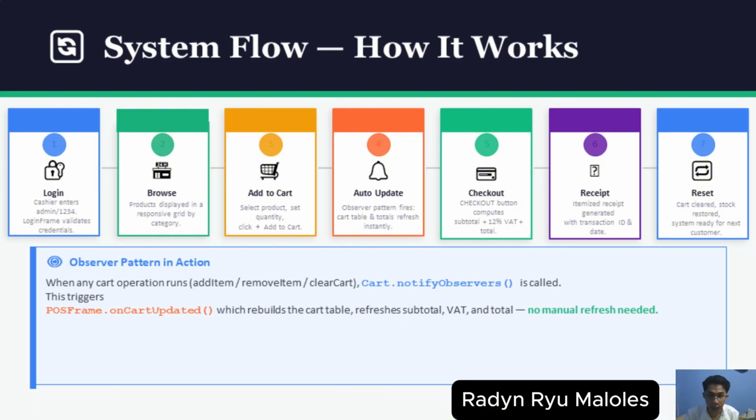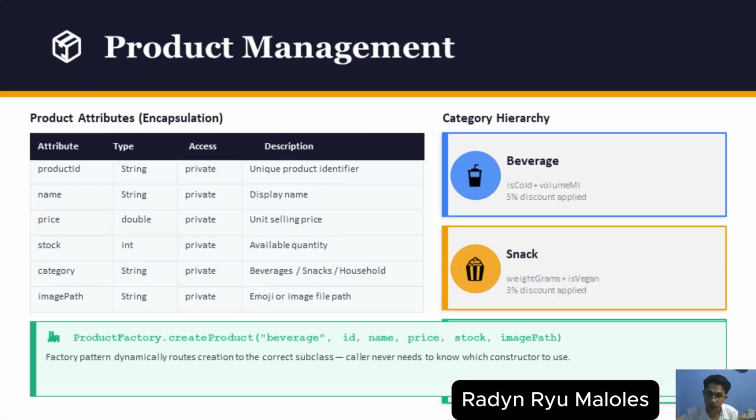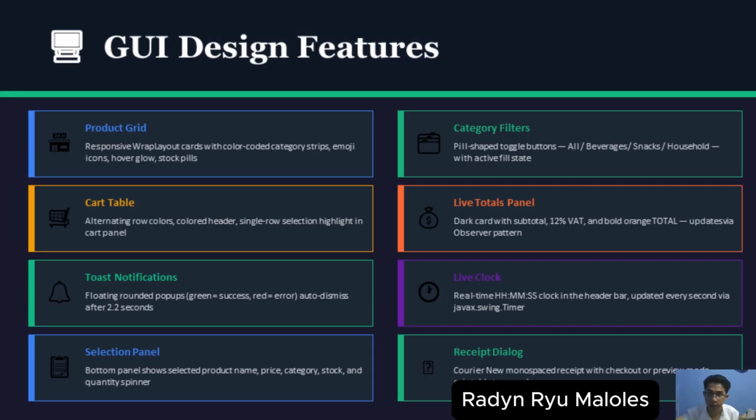From there, clicking checkout computes the final totals with VAT, generates the receipt, and releases the system for the next customer. We dedicated 20% of our effort specifically to the GUI design. You'll notice category filters using pill-shaped toggles, alternating row colors in the cart table, and dark live totals panels to highlight the final price. We even included a real-time clock in the header and floating toast notifications for success or error alerts.